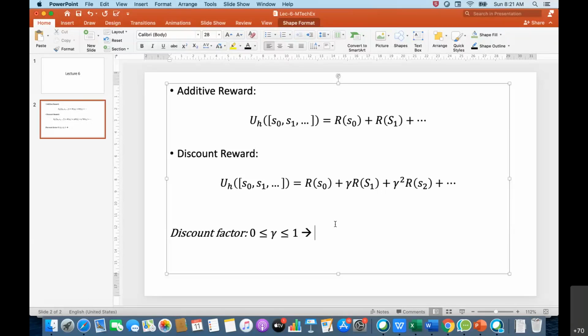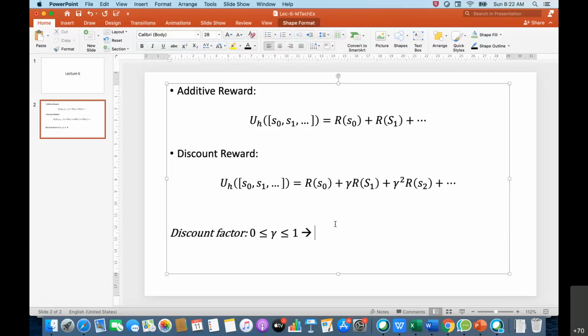Anyway, the discount factor that we were discussing: if gamma is equal to 1, it boils down to additive reward, and if gamma is close to 0, then you are assigning the highest weightage to the reward of the current state, and the near future states become almost ignorable.